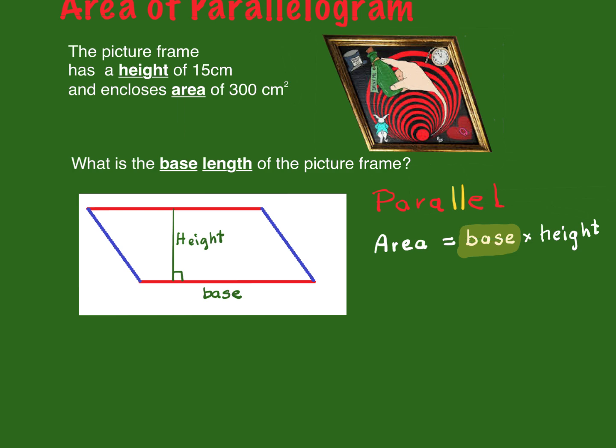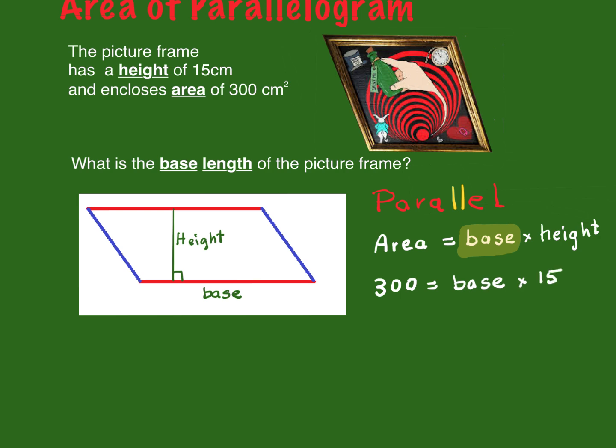We know what the area is because it's been given to us, area of 300 centimeters squared, and we also know the height, which is 15 centimeters. So we can plug it into our formula. Area 300, which is equal to the base that we do not know what it is because we're going to find out. And we have to multiply it by 15 because that's the height.